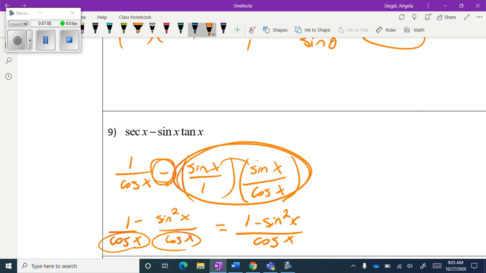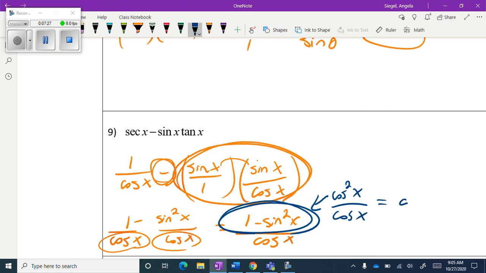And something that's jumping out at me is this combination right there. That's coming from that mama identity: cosine squared theta plus sine squared theta equals 1. So this is equal to the cosine squared theta. And you'll get more comfortable spotting those out. It just is glaring to me. I can totally see that. So because that's cosine squared theta and you've got that cosine on bottom, you're left with one cosine of theta or x on top.